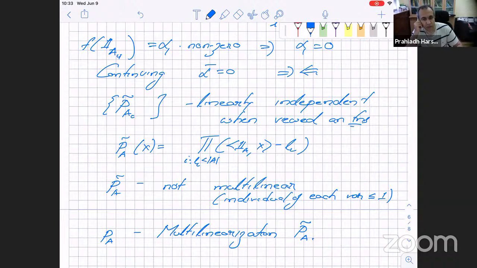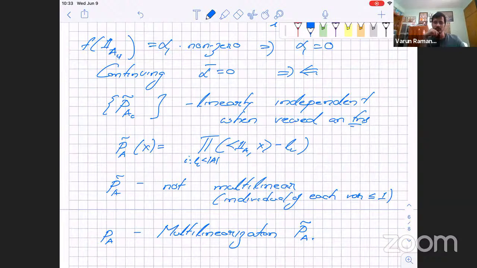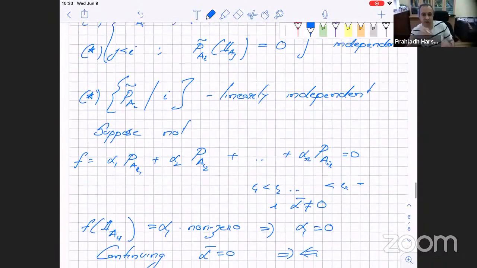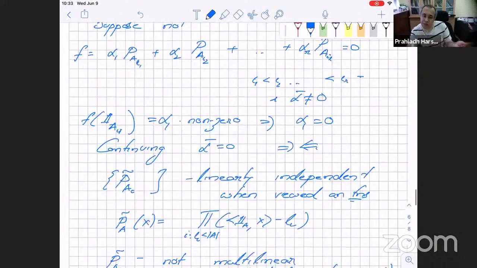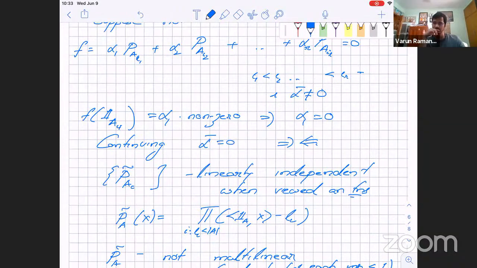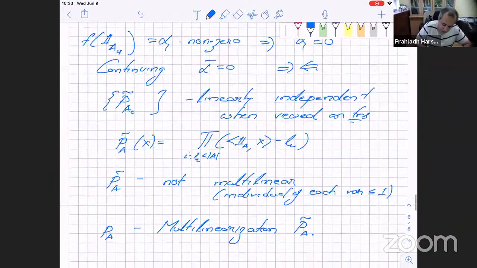People with me? Here we would only be caring about x, which are characteristic vectors of elements. Why did I do this? Because I want to claim even the PAs are linearly independent, and this proof only required the evaluation at 0,1 vectors. When you multilinearize it, the value of the function does not change. That's the whole point. Why am I multilinearizing it?